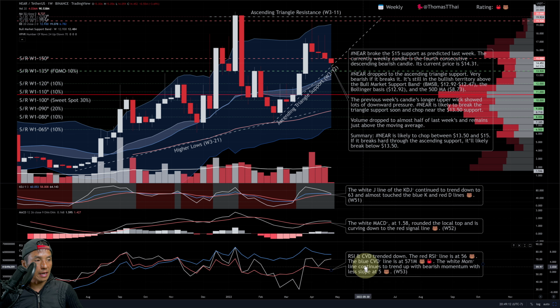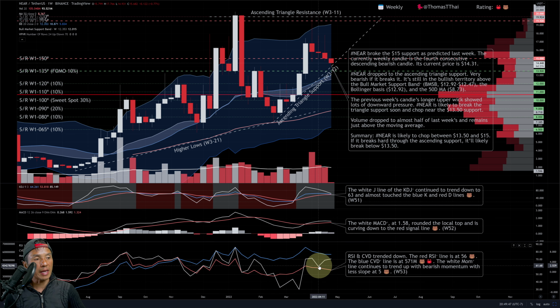As far as the RSI and blue cumulative volume delta, CVD, they're both trending down. Here's the cumulative volume delta trending down, but it's also leveling off here. And the RSI is trending down here. RSI is at 56, just still above the mid-range of 50. And the blue CVD is at 571 million. So I gave that one a bear and a crab because it's dropping, but crabbing sideways somewhat.